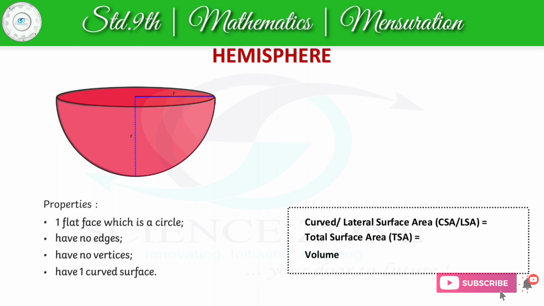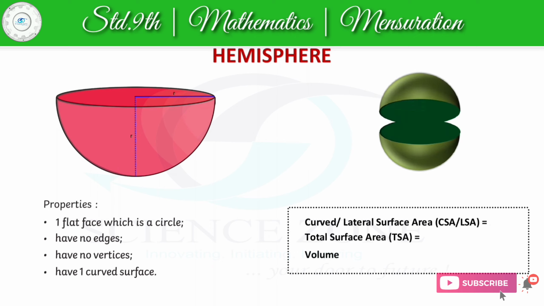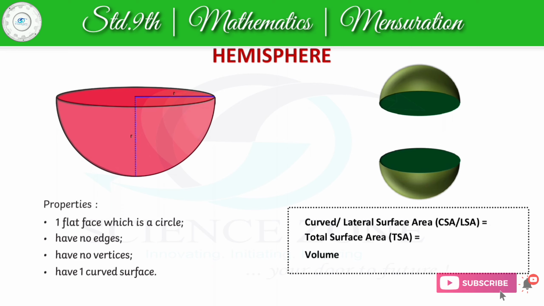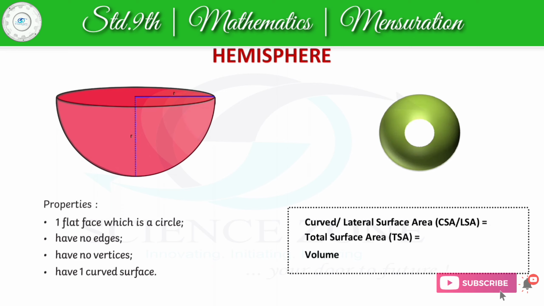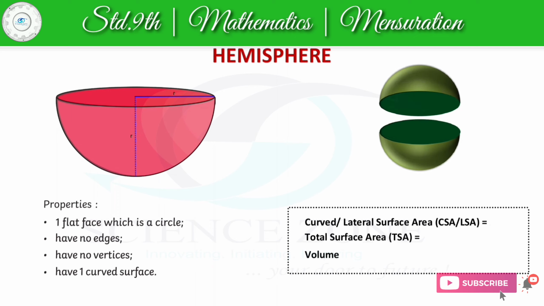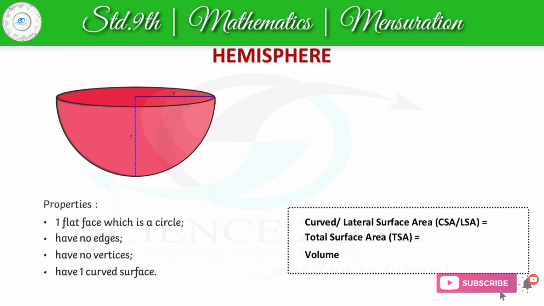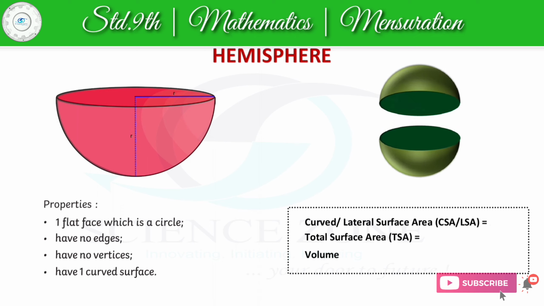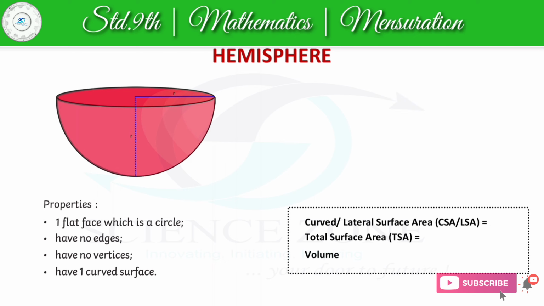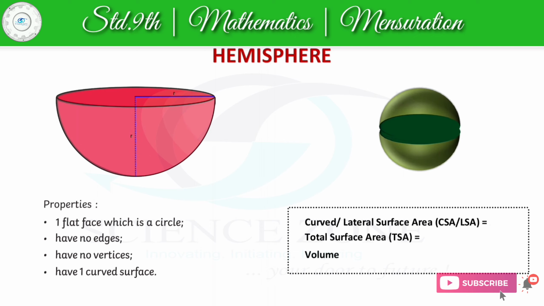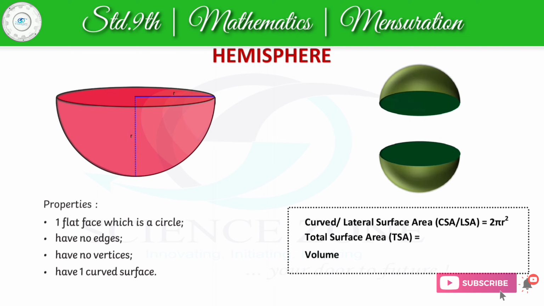Hemisphere. If the sphere is cut into 2 halves, then each half is called a hemisphere. Hemisphere has one circular base and one curved surface. As the hemisphere has a base, so we can find its curved surface area and total surface area also. The curved surface area of the hemisphere will be half the surface area of sphere. So surface area of sphere was 4 pi r square. Therefore half of 4 pi r square will be 2 pi r square. The curved surface area of hemisphere will be 2 pi r square.